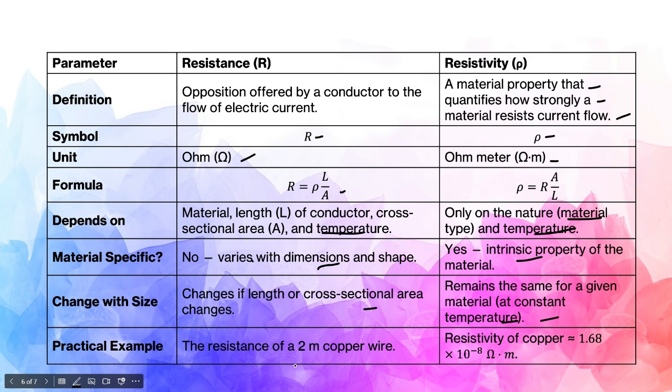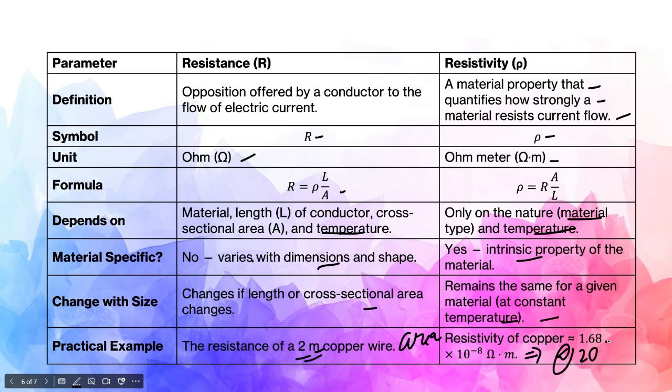Now if we want to define the resistance of, let's say, a copper wire, we need to give the length, and we also need to give the area, right? And in case of resistivity, we can directly say it is the resistivity at 20 degrees centigrade.